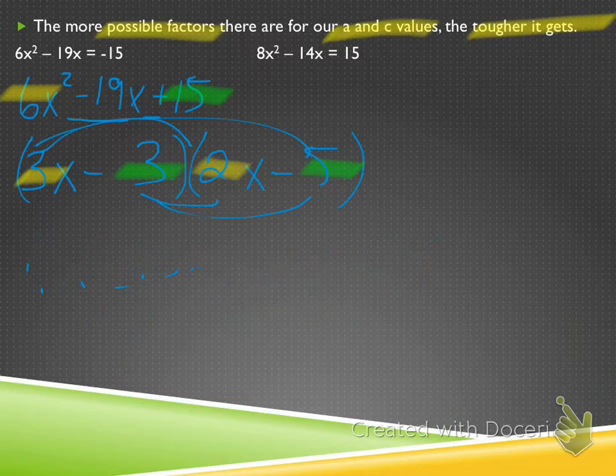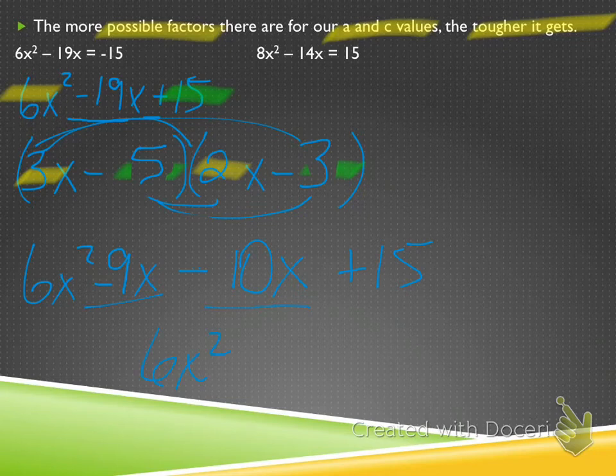Then what I want to do is switch these numbers. So I'm going to switch the 5 and the 3. So the 5's over here now, and the 3's over here. When I do that, again, my first and last are always going to be the same. They're going to be correct. Then I get negative 9x minus 6x. Oops, no, my bad. My insides are 10x. Then when I combine those together, I get 6x squared minus 19x plus 15. That's what I started with, so that's correct. So my binomial here is right.